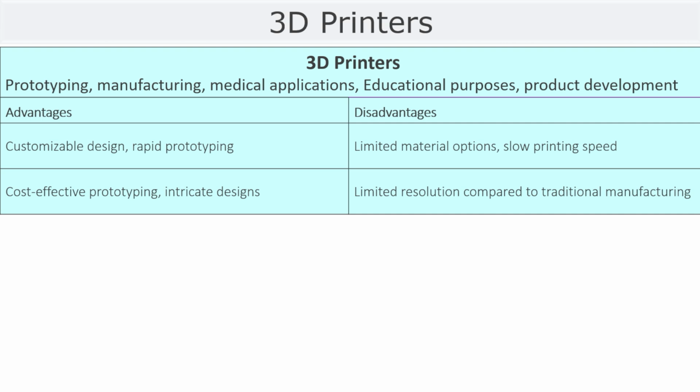producing items is concerned. The disadvantage with the 3D printer is that they have limited material options. They use only one particular material when producing the design or images that you want them to print. They are also very slow in printing whatever you want to print.